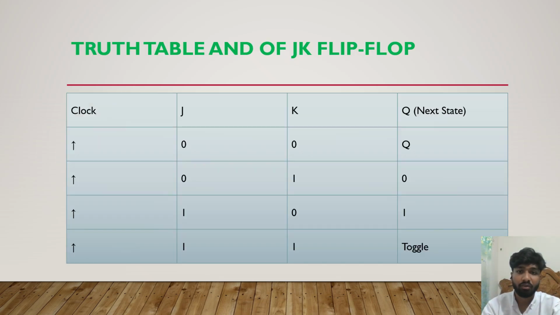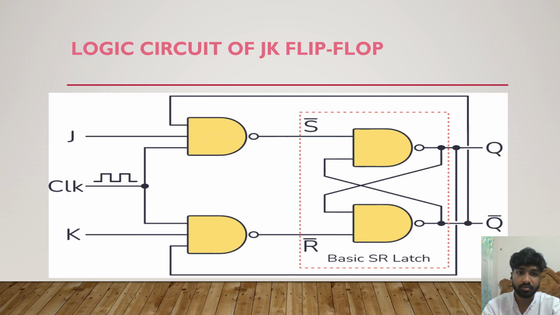Here is the truth table of JK flip-flop. When clock is high, then J equals 0 and K equals 0, the next state is Q. When J equals 0 and K equals 1, the next state is 0. When J equals 1 and K equals 0, the next state is 1. When both J and K equal 1, then the next state is toggle. That is the logic circuit of JK flip-flop.